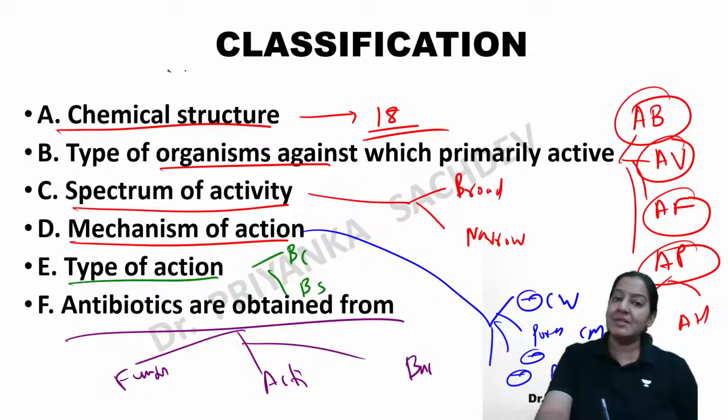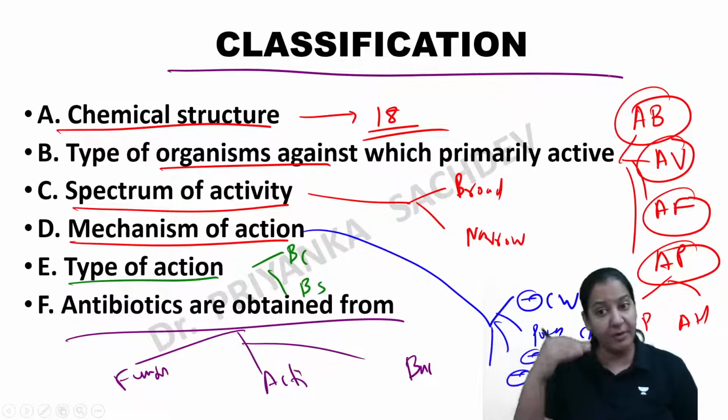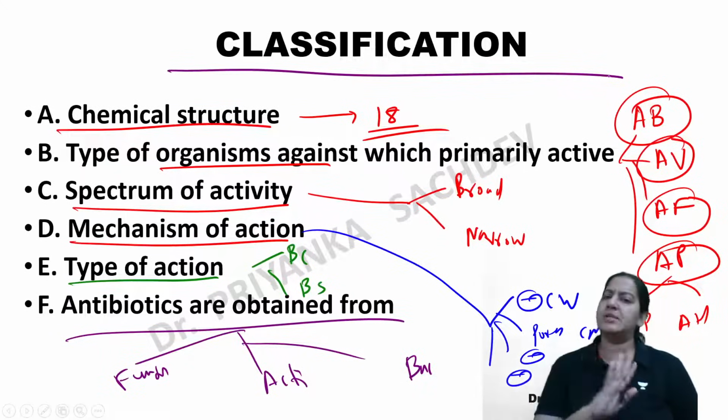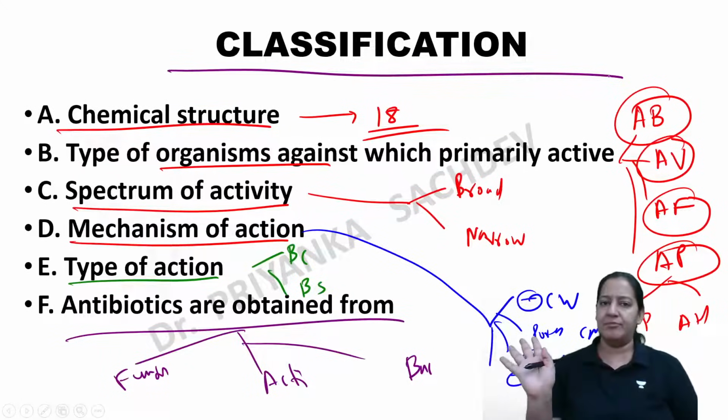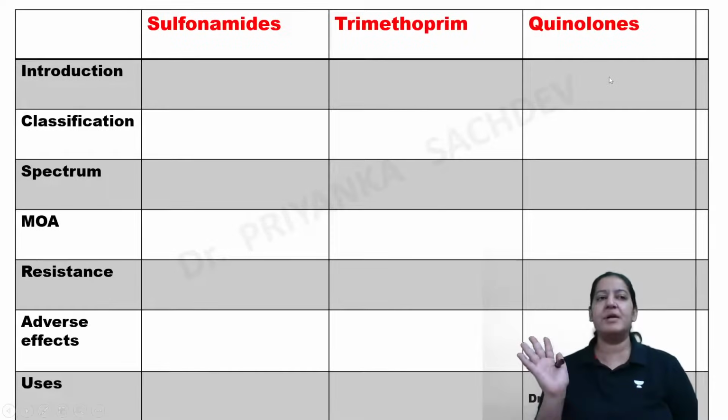Shall I move ahead? Many questions are simply solved from the classification. If you know the classification thoroughly, you should know the name of the drugs inside each category in each classification. Many questions in your MCQs in your exam you can solve simply. Shall I proceed? Let me start the first chapter, the first 3 chapters, right? I'm starting the first 3 chapters.